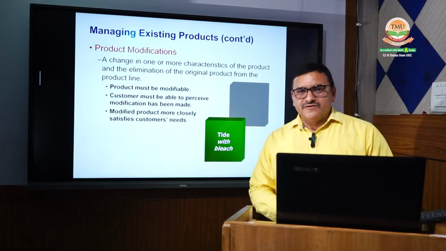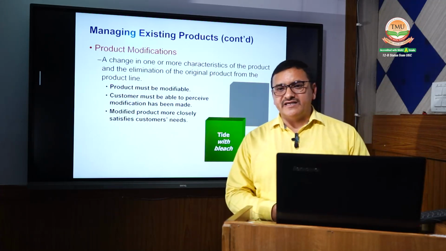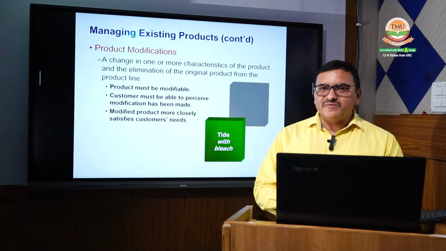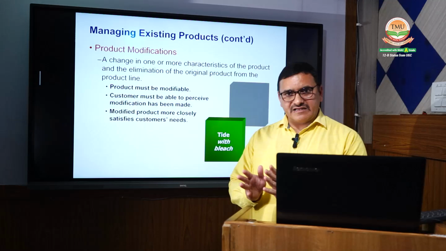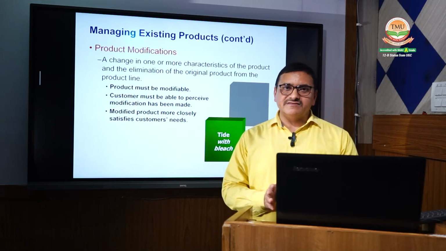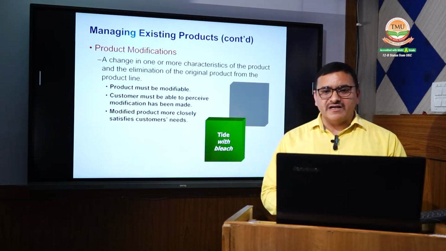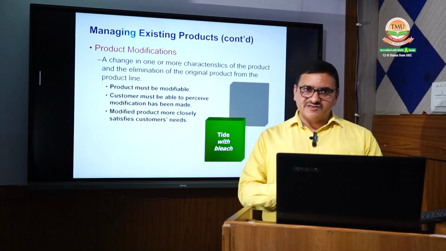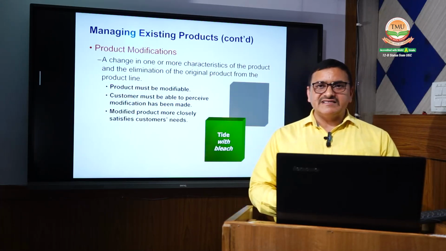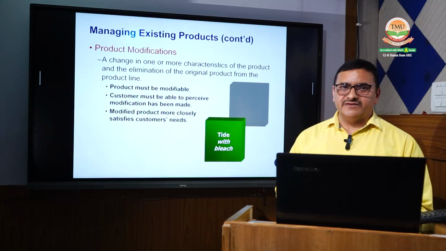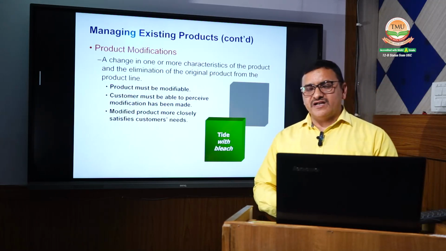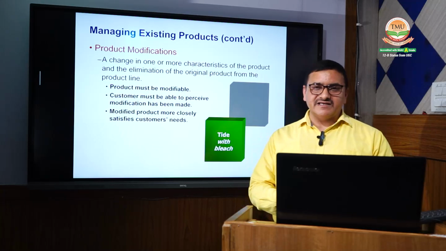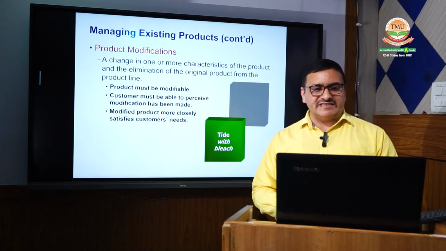For example, we have a product in the detergent powder category which is known as Tide. That Tide can be modified by simply adding a new chemical which will enhance the washing quality of the product. And if we are saying Tide with bleach, it means the customer will be able to see that something new has been provided, and that product is much more beneficial in terms of quality and value, and that customer will definitely go for purchasing that product.